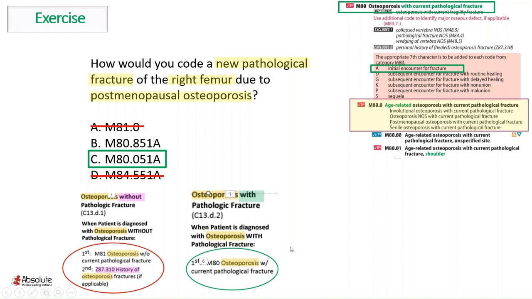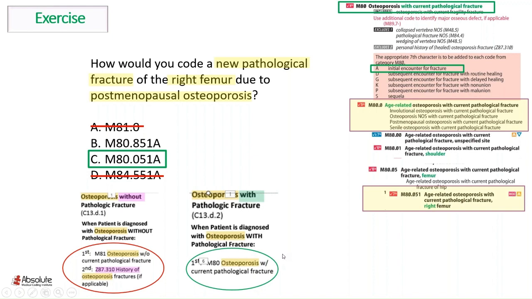And here there is a seventh character which is to be assigned depending upon whether it's an initial encounter for the fracture or a subsequent encounter. Well, in our scenario the patient has a new pathological fracture, so this is going to be an initial encounter, so we are going to assign A as the seventh character.